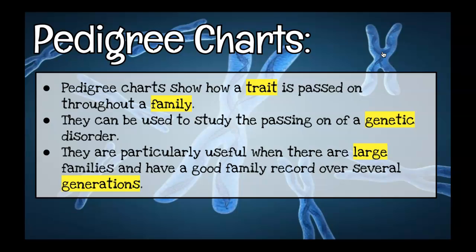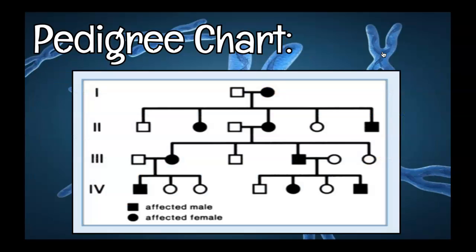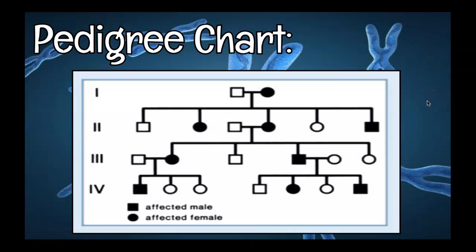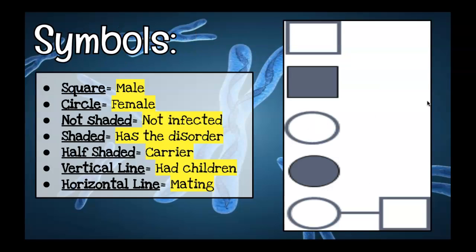Pedigree charts are really useful whenever you have large families because then you get a big overall picture of how that specific genetic disorder or trait has been passed along and tracked throughout several generations. This is a picture of a pedigree chart. You'll see that there are squares and circles and different lines and Roman numerals, and some of the shapes are shaded in. They all mean specific things, and those specific things we're going to talk about on the next slide.